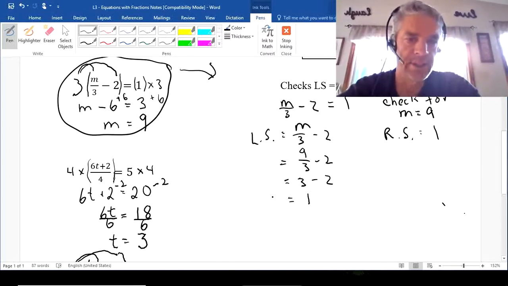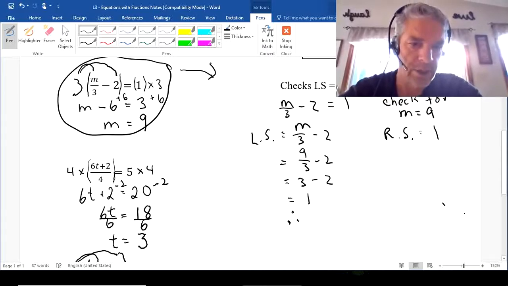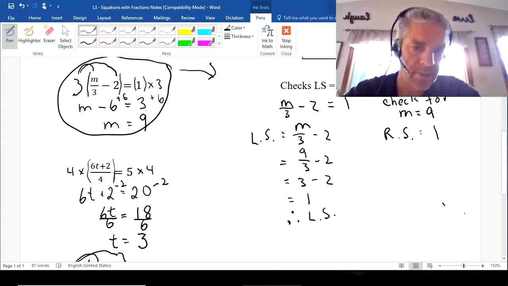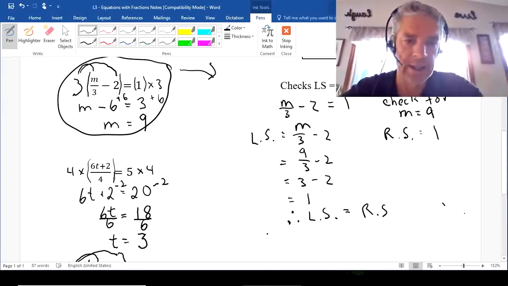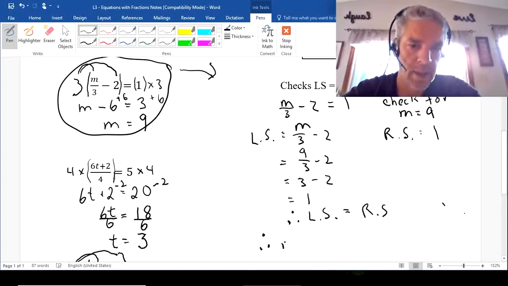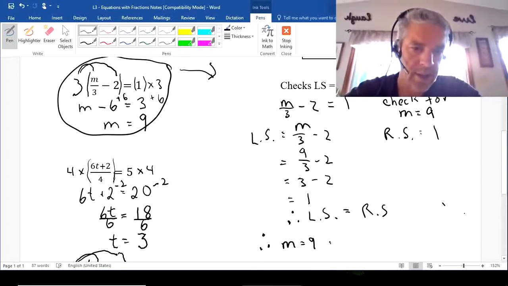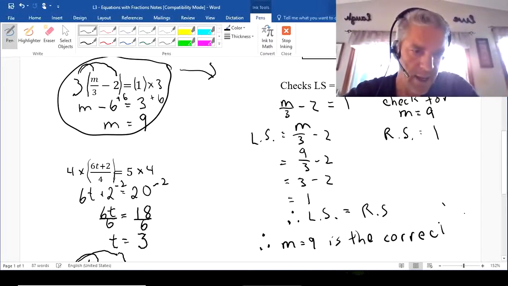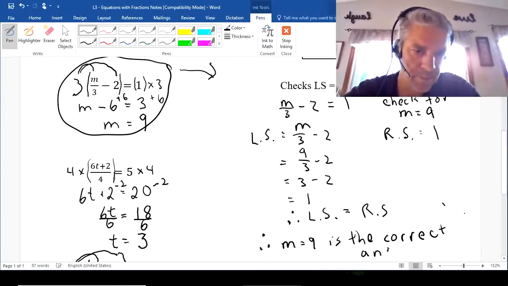So the left side equals 1 as well, right? So we usually end this by saying therefore, we use a little therefore statement. The left side equals the right side. That's a proper thing. And finally, therefore, m equals 9 is the correct answer. And I have done a formal check.